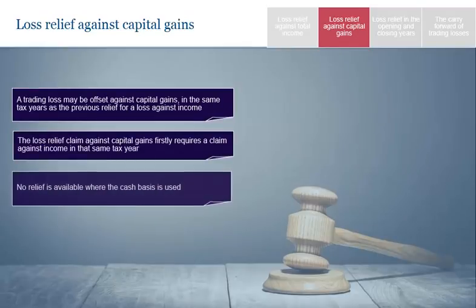Following on to capital gains, a trading loss may also be set against capital gains in the same years as described on the previous screens with regard to the loss relief against income. As I said before, this relief essentially piggybacks on the reliefs against general income. If a claim for that relief is made in one of the relevant years, then the remaining loss may be offset against capital gains in that tax year.